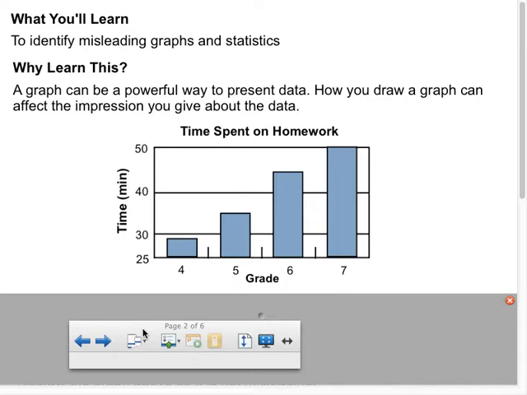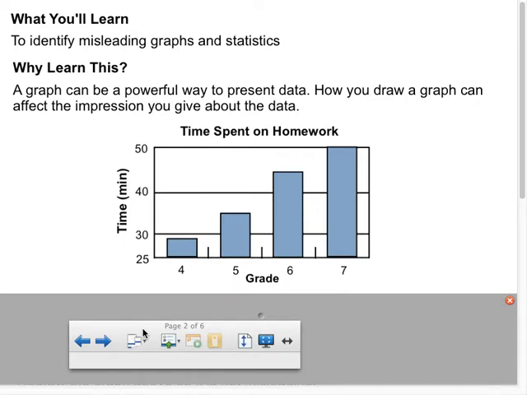Why learn this? A graph can be a powerful way to present data. How you draw a graph can affect the impressions you give about the data. So let's take a look at this graph. How is this graph misleading? Quinn? The y-axis doesn't start with 0. It starts with 25. Yep. It doesn't start at 0.